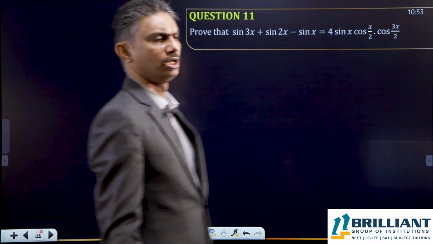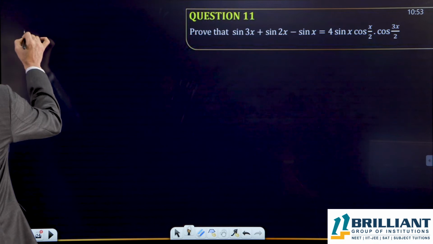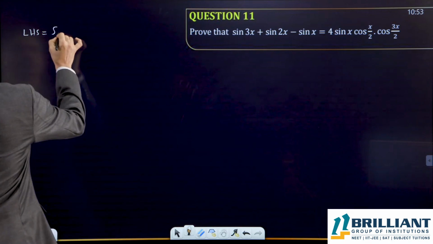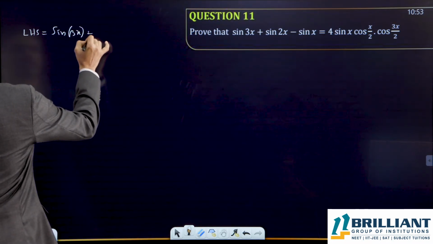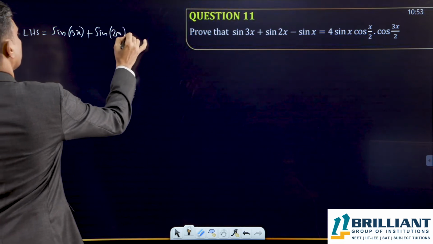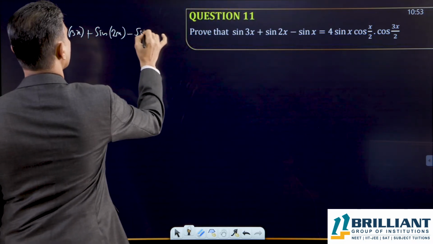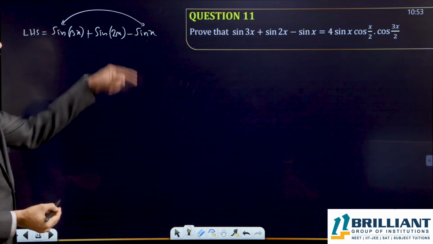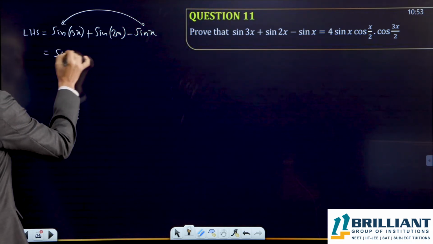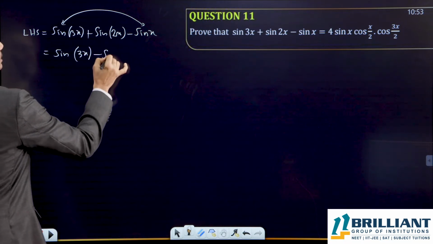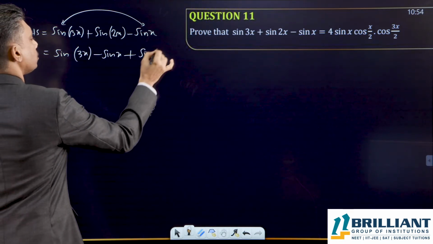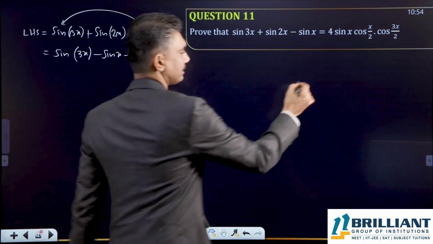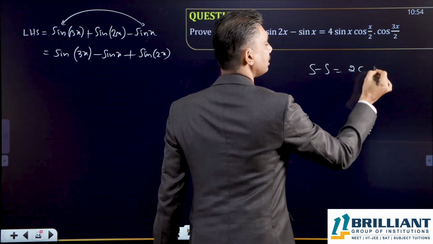Same thing. LHS is equal to sin 3x plus sin 2x minus sin x. Now, I combine these two. Instead, I will rewrite like this, that is sin 3x minus sin x plus sin 2x. What is again sin c minus sin d? Sin c minus sin d is 2 cos sin.